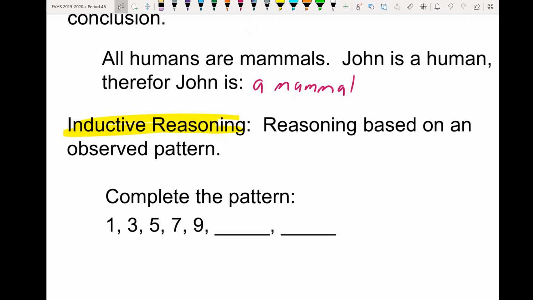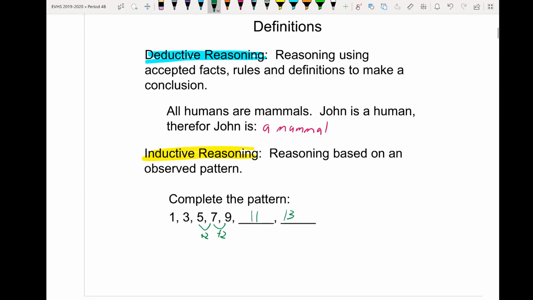All right? So one of the places where you do use induction in math class is to observe patterns and move forward. So if we look at this pattern, what pattern are you seeing here in 1, 3, 5, 7, and 9? Okay, so we're adding 2 to each element. So add 2, we're going to be 11 and then 13. Yay.